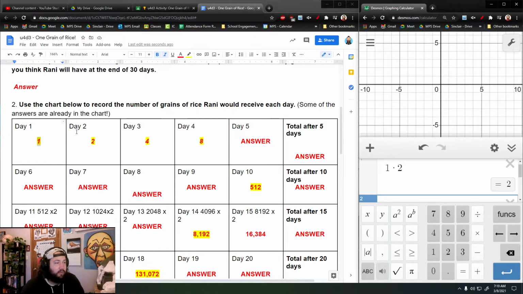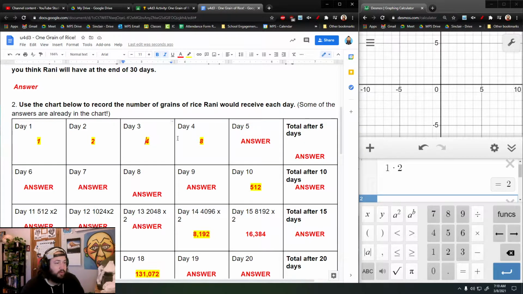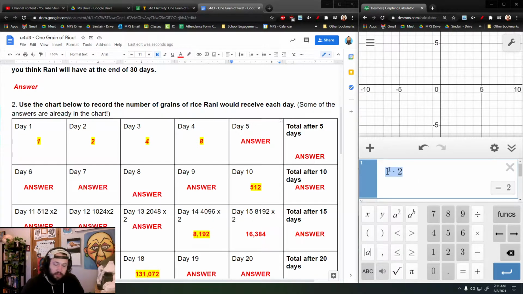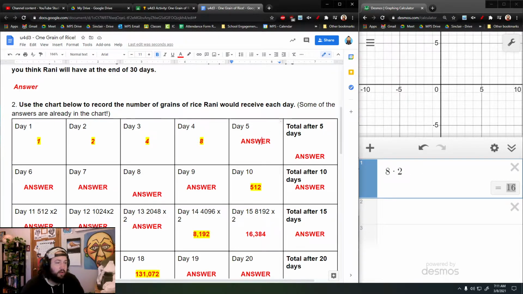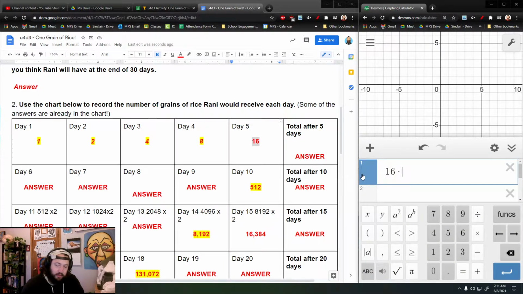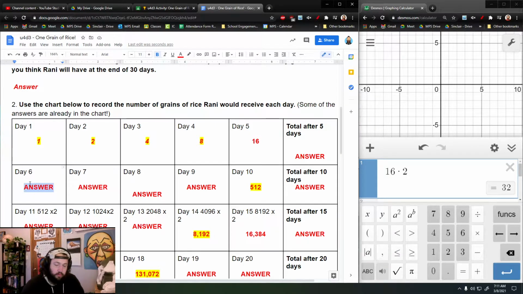Then I have 2 times 2 is 4, 4 times 2 is 8, 8 times 2 would be, let's see, 8 times 2 is 16. So the value that goes in here would be 16. Then let's leave this stuff for later. Let's go to day 6. I need to double day 5, so that would be 16 times 2. 16 times 2, I get 32.